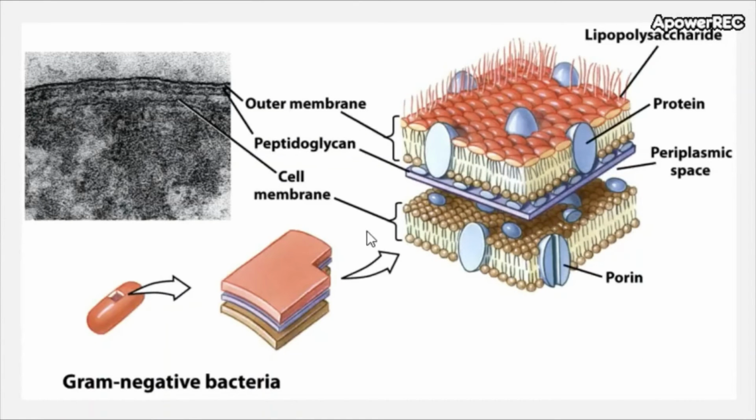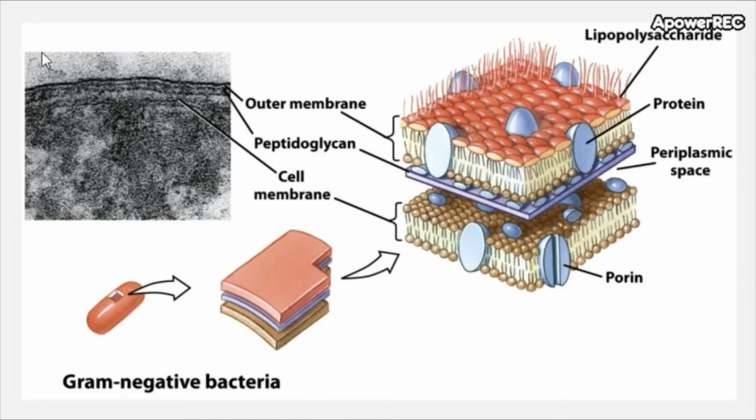Okay, now this image shows you what a gram-negative cell wall looks like under an electron microscope. Here we see the very thin cellular membrane right here. And then we have our periplasmic space, followed by the thin peptidoglycan layer, which is right here. And then this very thin outer membrane right here.